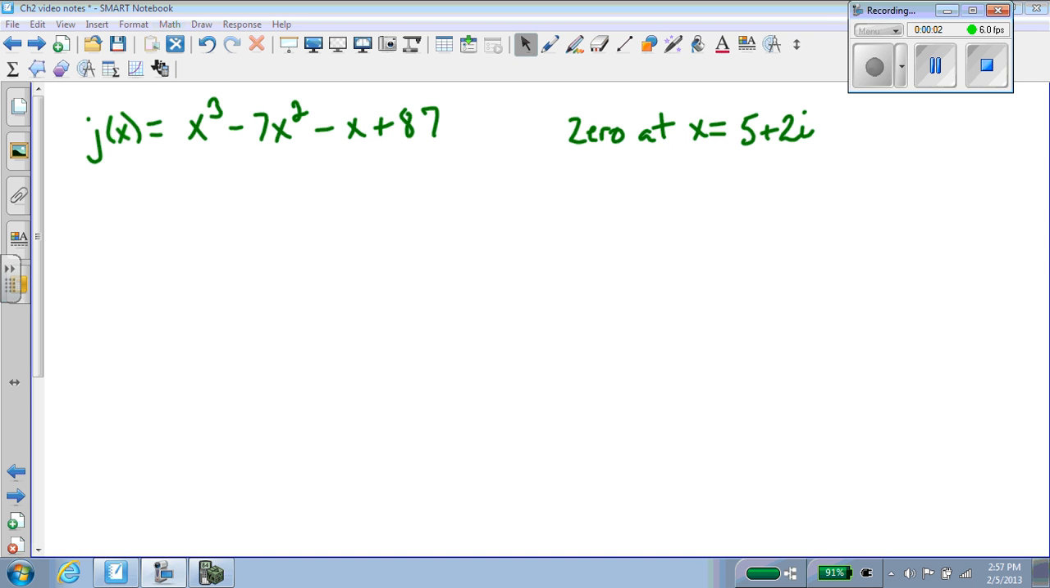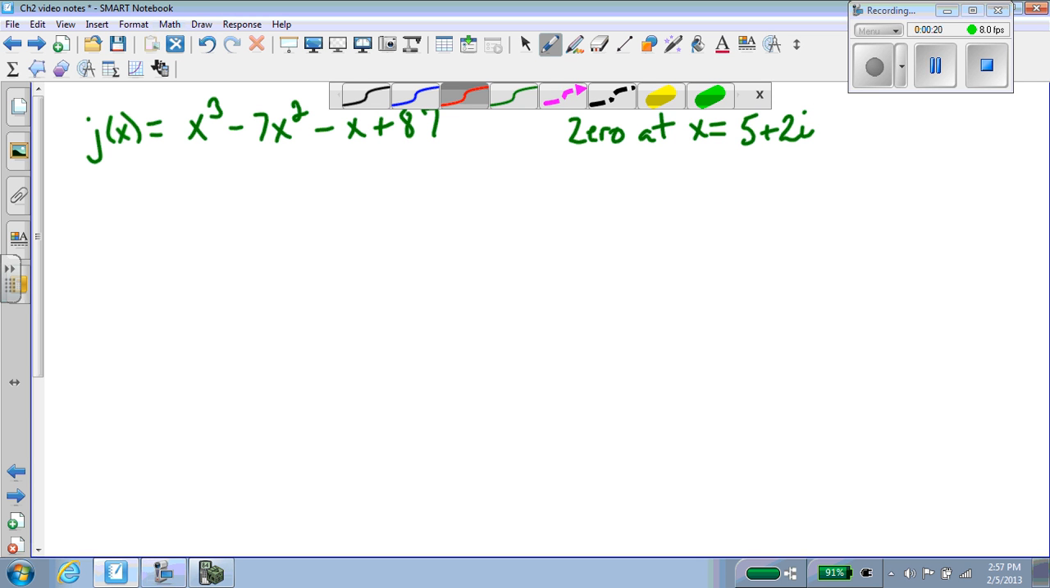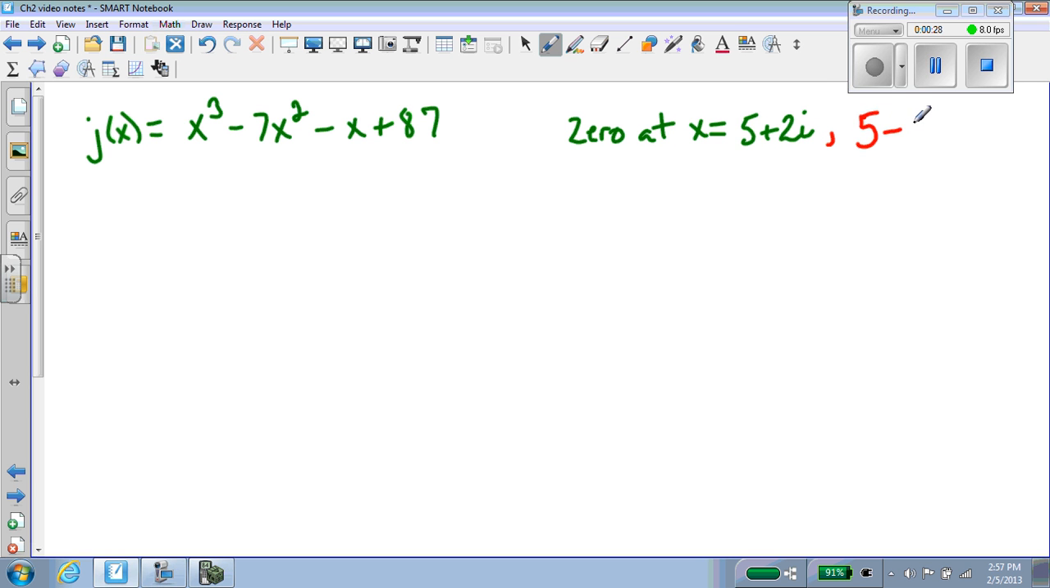Completely factoring polynomials, part 2. Or actually, it's part 3, but it's the second set of examples. So here we have another third degree polynomial. Someone gave me a hint that one of the zeros is 5 plus 2i. So I'm going to use the fact that if one of the zeros is 5 plus 2i, because that's a complex number, I also get a 0 at 5 minus 2i.